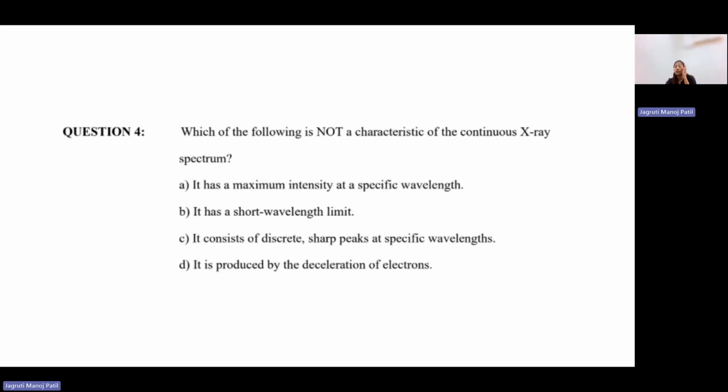Okay, next: which of the following is not a characteristic of the continuous X-ray spectrum? Does it have a maximum intensity, or specific sharp discrete peaks, or is it produced by deceleration, or does it have a short wavelength limit? Which one?